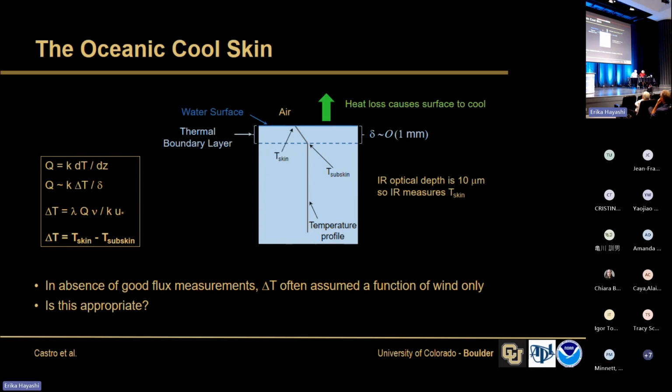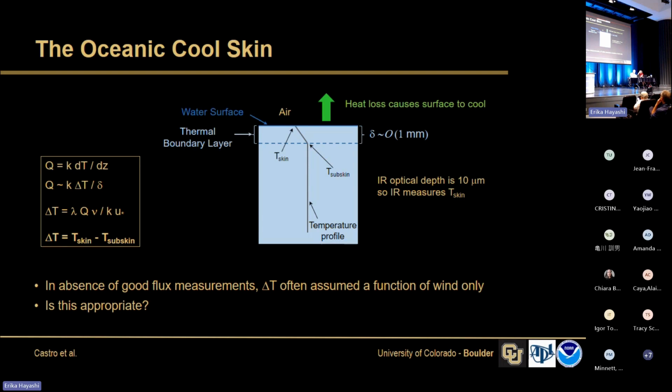This is what we call the cool skin, and we're interested in evaluating the difference between the skin SST and the subskin SST. This is what I'm going to refer to as just delta T. So the skin SST we can obtain from infrared radiometers, and for the subskin, we take advantage of the fact that the profile is isothermal below the cool skin, so we can use measurements from different depths to approximate the subskin.